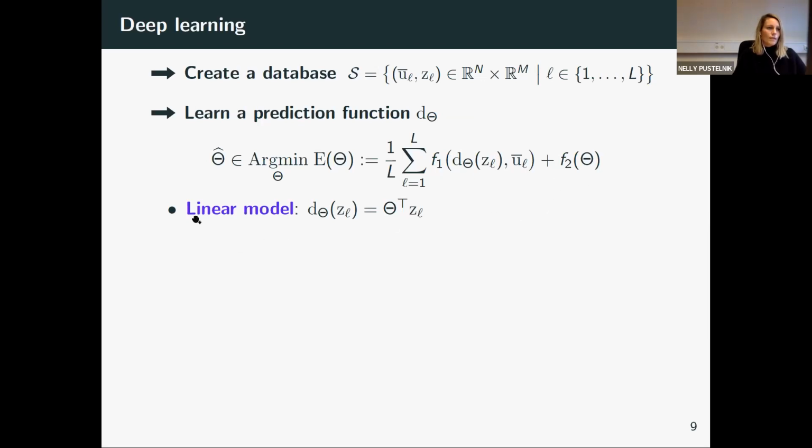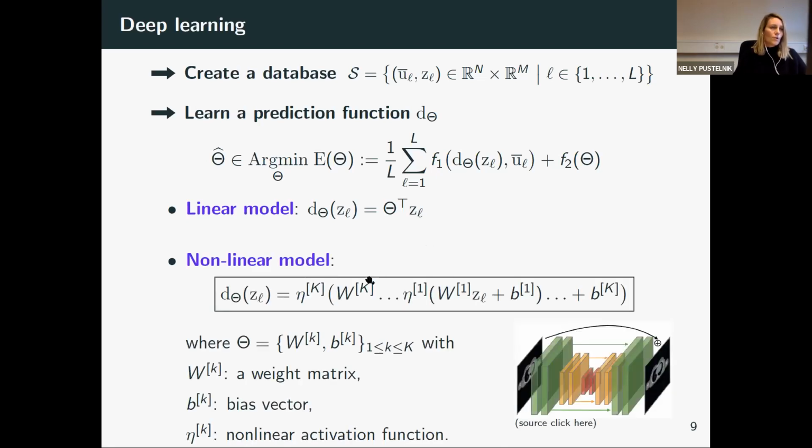So the standard way is the linear model. D_theta(Z_l) is theta, a big matrix theta, times Z_l. And in the deep learning procedure, you have a non-linear model, which is formulated like that. You have your degraded data, you apply the first weight matrix W1 plus a bias, an activation function, and you repeat that several times.